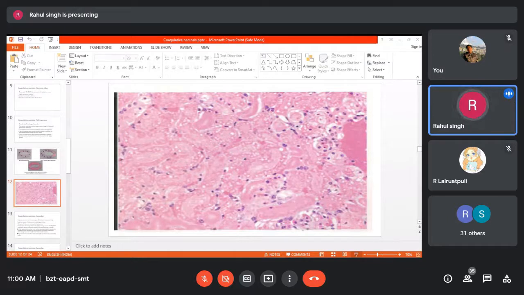Then calcification. The necrotic part may get calcified. This is cattle kidney. I will discuss it separately. And this whitish part is the calcified part. Calcification in the kidney.